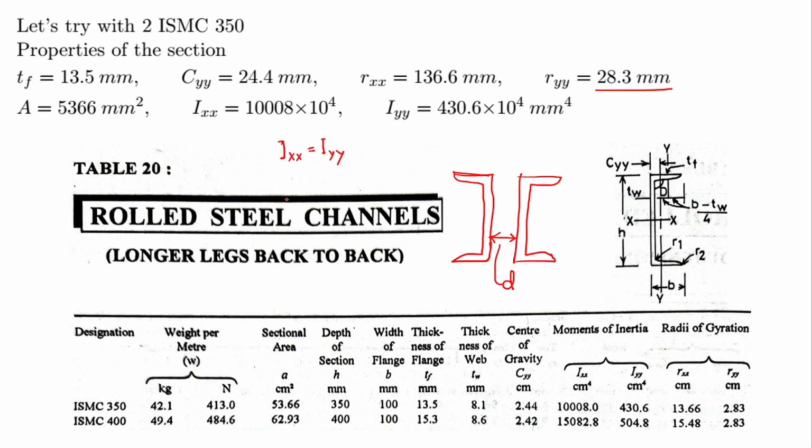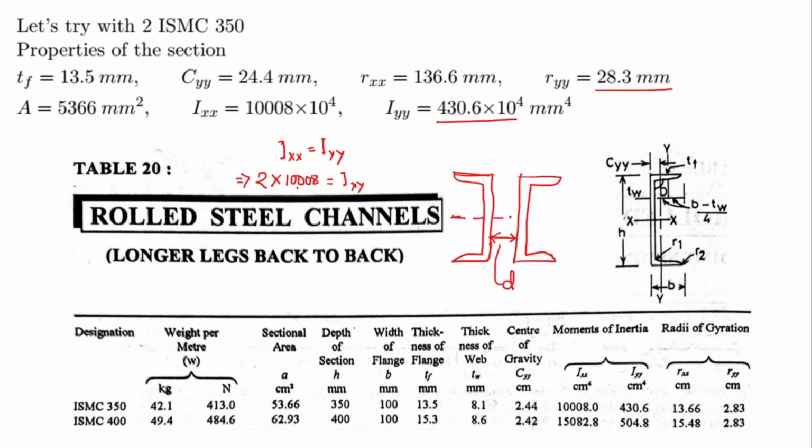Okay, so Ixx of the two channels will be just the double of the single channel section, that is 2 into 10,008. And this will be equal to Iyy. In Ixx we have doubled the value of a single channel, but in Iyy it is not valid. We cannot just double the given value of Iyy for the single channel.